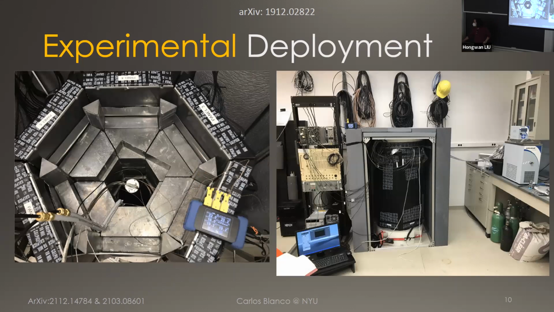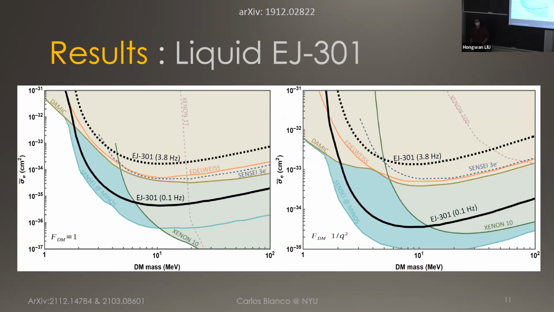with neon vetoes above and below, and we take data. It turns out that because we're looking for rates that are of order hertz, you only need to take data for about a month. And we did that, and this is the proof of concept.